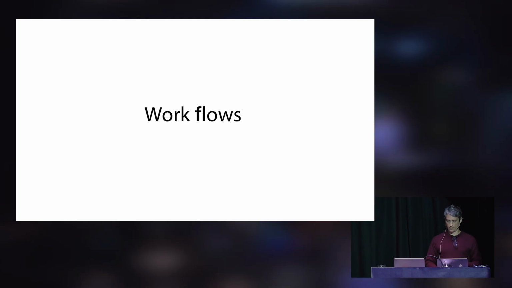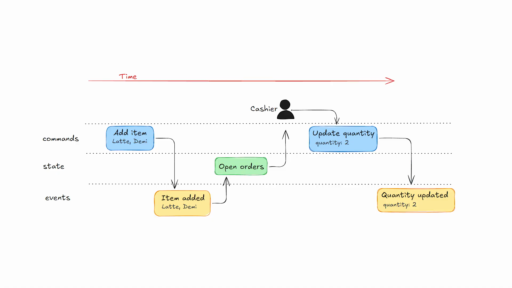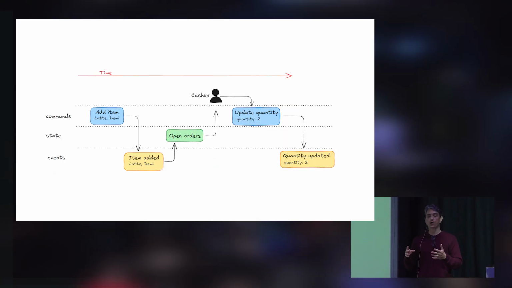OK, so now I'm going to talk about workflows. I mentioned that we have this kind of tiny slice of functionality. It's always a pair of commands and events from which I can derive state. Now I'm going to stitch those things together into a workflow, right? So I had one command, add item, that results in an item added event. From there, I can derive a list of currently open orders.